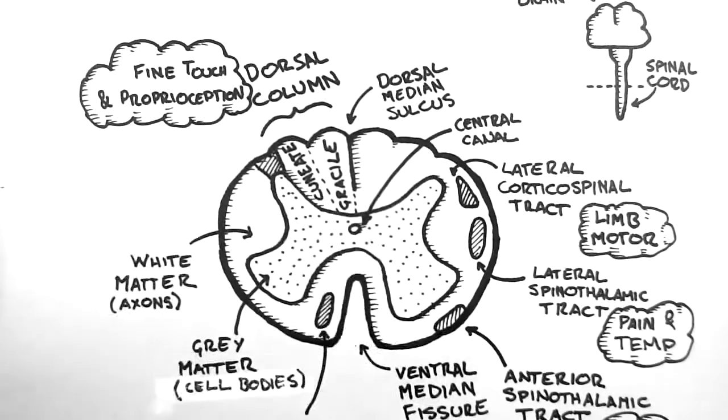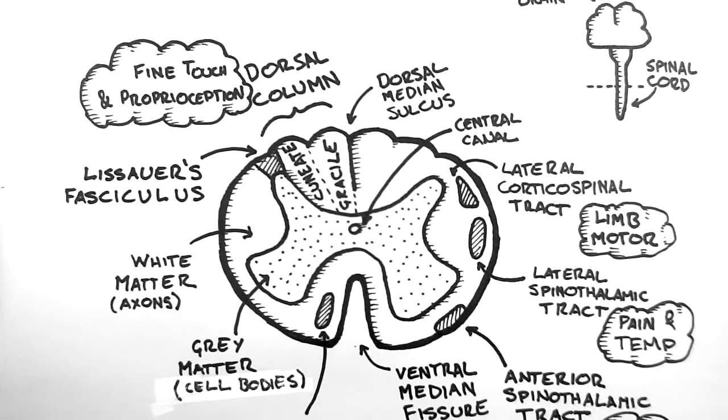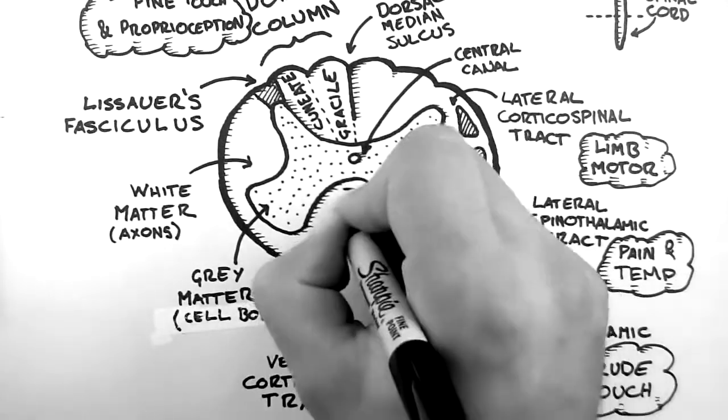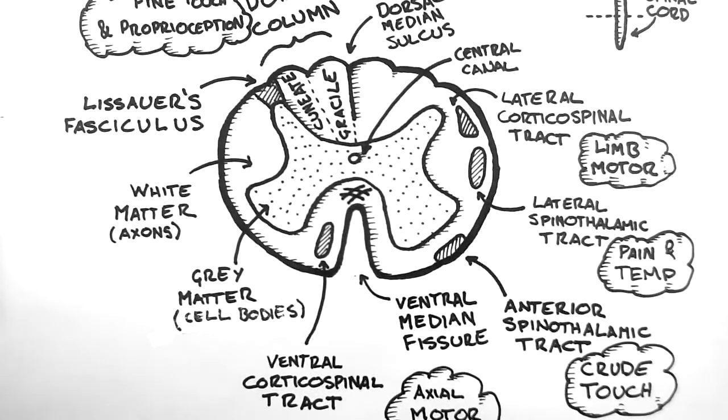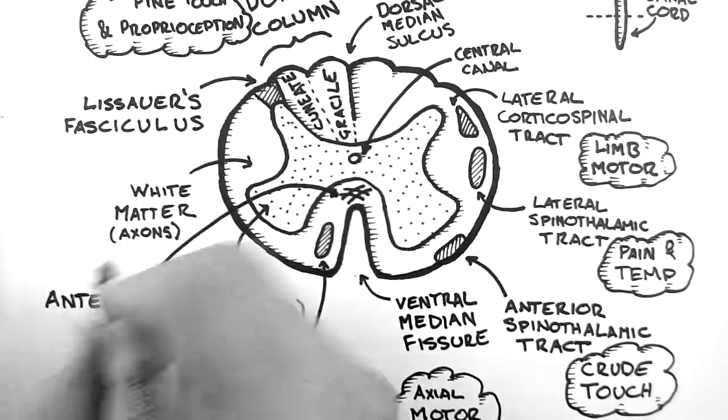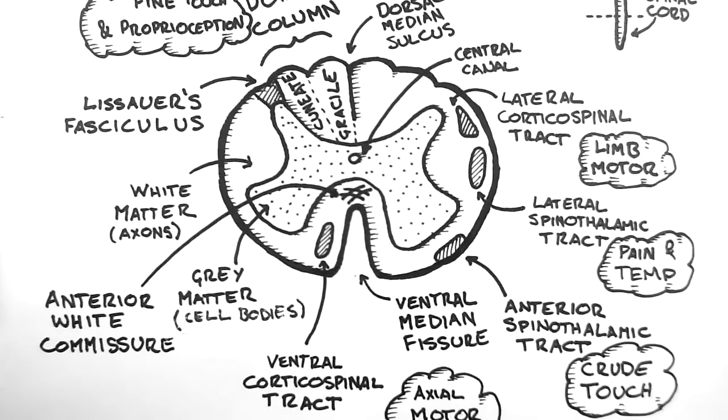Up here we have Lissauer's fasciculus, and we'll see what that does in the spinothalamic tract tutorial. And finally here, we have a decussation of tracts, known as the anterior white commissure. A decussation is where axons cross from the left side of the body to the right, or vice versa. So that's an overview of the spinal cord anatomy. In the next tutorial, we will discuss the dorsal column medial lemniscus pathway in more detail.